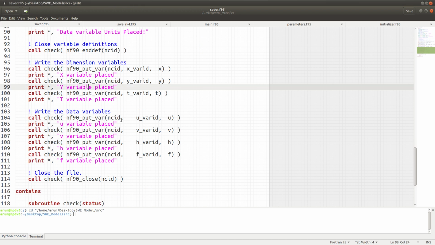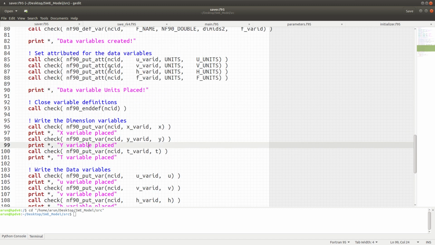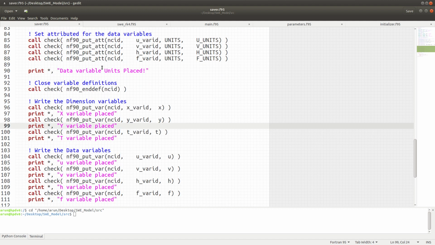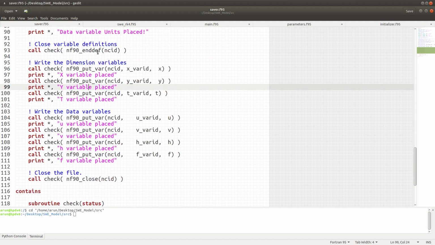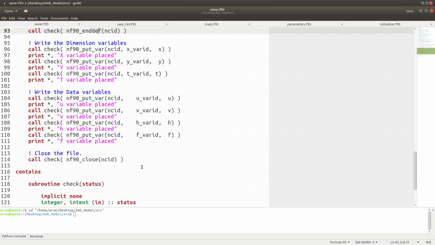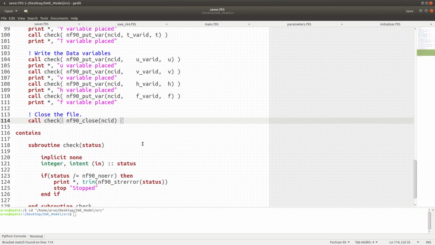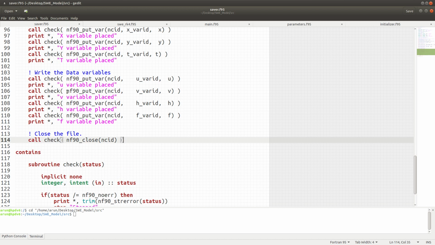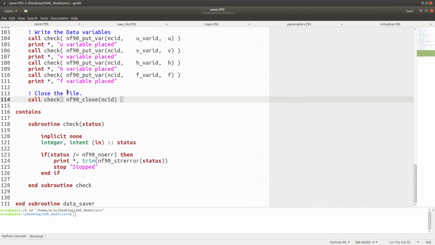Anyway, proceeding on. What I was saying is that these will put the attributes inside the files, and here I'm storing and closing all the variable definitions. And then in these lines I'm calling these inbuilt functions to write the variables inside with the variable ID and the corresponding variables, and I close the file over here. And then for each and every function call or subroutine call, I'm using this check function over here to make sure that everything runs fine. If there is an error, it will throw an error and will stop the entire program.